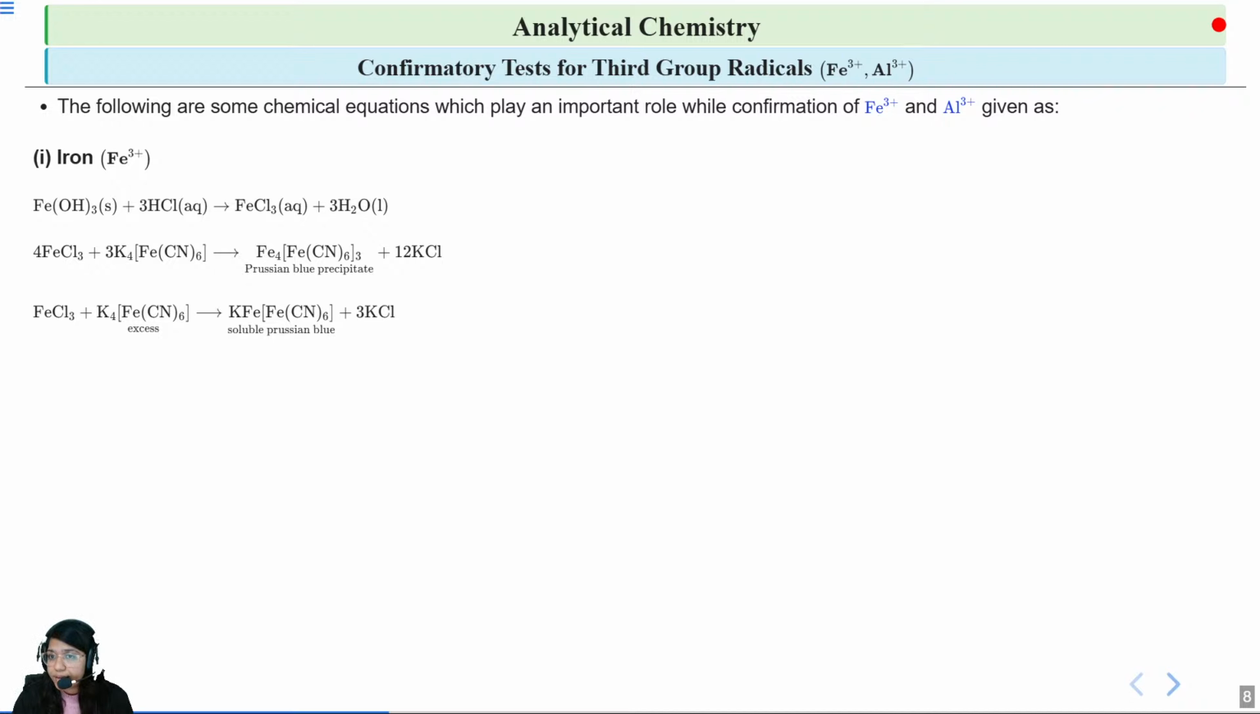If potassium ferrocyanide is added in excess, then a product of composition KFe[Fe(CN)6] is formed. This tends to form a colloidal solution, which is soluble Prussian blue, and it cannot be filtered. So, on passing excess potassium ferrocyanide, FeCl3 forms soluble Prussian blue, that is a colloidal solution, and this cannot be filtered. What is the formula of this colloidal Prussian blue? It is KFe[Fe(CN)6].